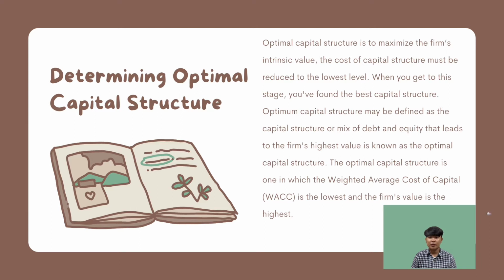The optimal capital structure is one in which the weighted average cost of capital is the lowest and the firm value is the highest. The appropriate capital structure is an important choice for financial management since it is linked to the firm's worth. The capital structure of a corporation refers to the company's long-term debt and equity funding. Having the correct balance of debt and equity financing in the firm is what optimal capital structure entails.